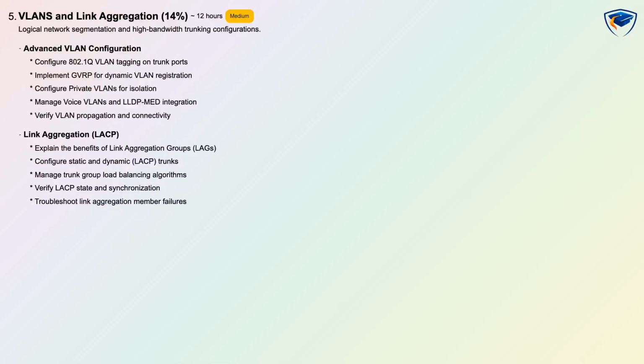VLANs and link aggregation make up 14% and are medium difficulty with hands-on and conceptual assessments in about 12 hours. You will configure 802.1Q tagging, implement GVRP and private VLANs, and manage voice VLANs with LLDP-MED while verifying VLAN propagation and connectivity. Link aggregation training covers static and LACP trunks, grouping and load balancing algorithms, verifying LACP states, and troubleshooting member failures for high bandwidth trunking.